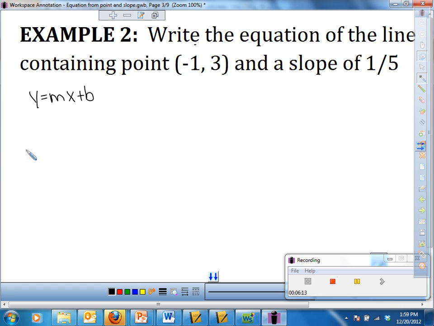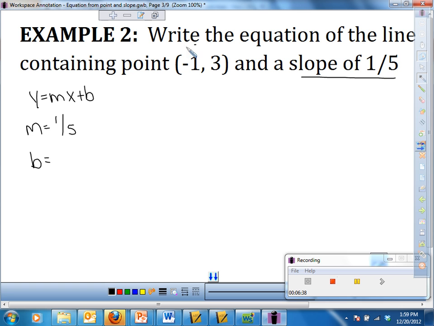And then you should ask yourself, okay, what 2 things do I need in order to write this equation? Number 1, I need the slope, m. Number 2, I need the y-intercept, or b. Now let's see what we're given. We're given a point, negative 1, 3. And we're also given a slope of 1/5. So I'm going to go ahead and write down that m is 1/5.